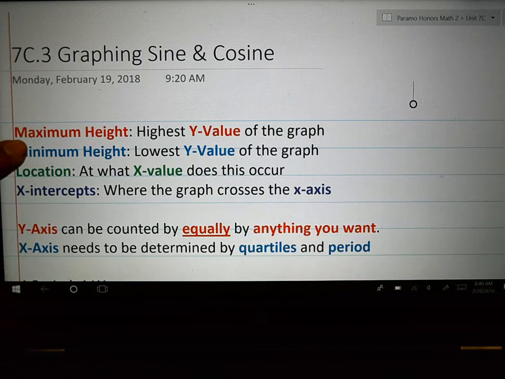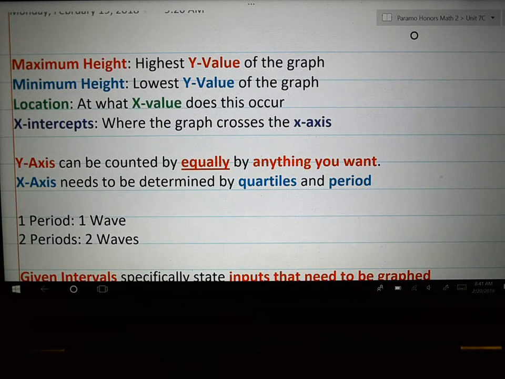When it asks for the maximum height, I just want the y value. What is the highest point of the graph? Where does that maximum occur? Where's the minimum? I want the lowest y value of the graph. If it says location, we are actually just looking for the x value.